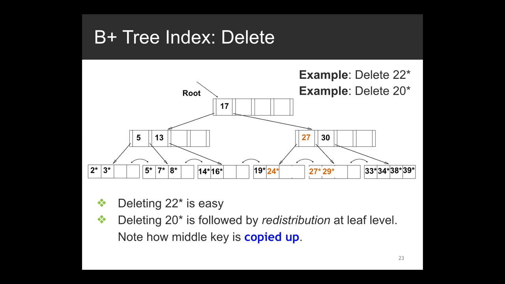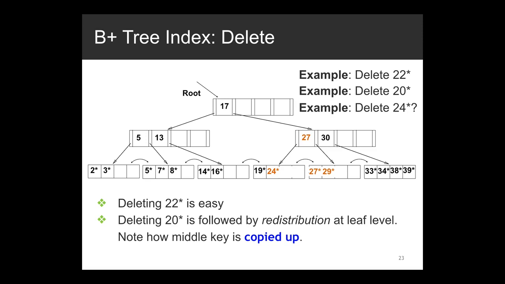Yes? Is it true that you can always find a sibling because in the non-leaf you have to have at least half the... Yes. Now if both of your siblings are exactly at 2, then you're out of luck. And that's what's going to happen next.